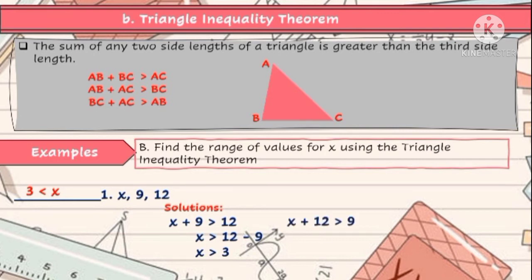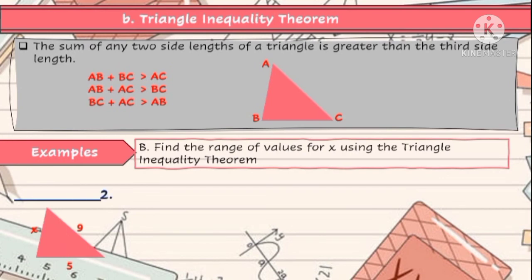For the second solution, x plus 12 is greater than 9 and x is greater than negative 3. Since we have no negative length, let's disregard this. And then, for the third solution, let's add 9 and 12, which is 21, greater than x. Let's put this in our final answer. Let's reverse it again: x is less than 21. So this is the final answer. It is read as x is greater than 3 but less than 21.